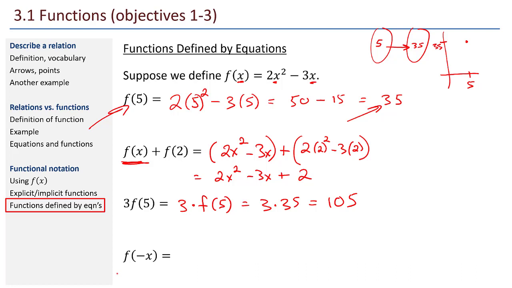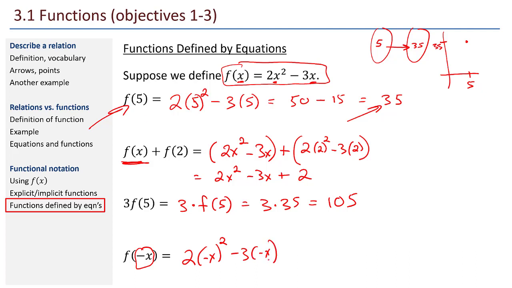Look at this last line. This is where things get a little tricky. If they weren't tricky already, they're getting tricky now. f of negative x. All right. So in my definition of the function, f of x equals 2x squared minus 3x. What that means is f of anything equals 2 times that thing squared minus 3 times that thing. So in place of x, I am going to put negative x. So I get 2 times negative x squared minus 3 times negative x.